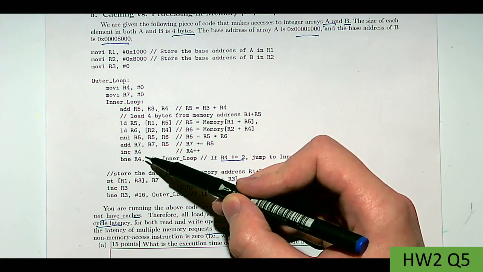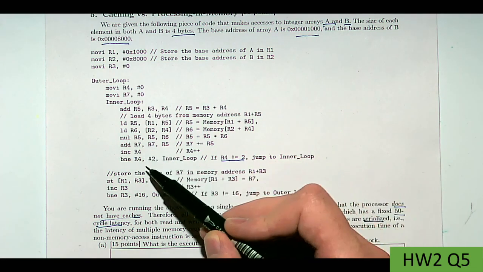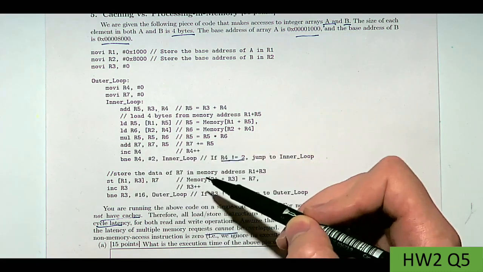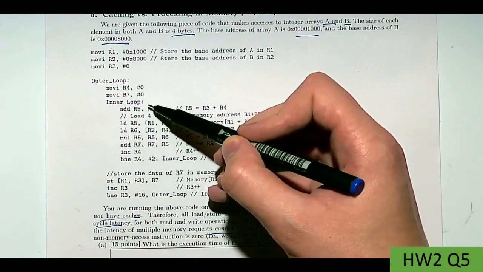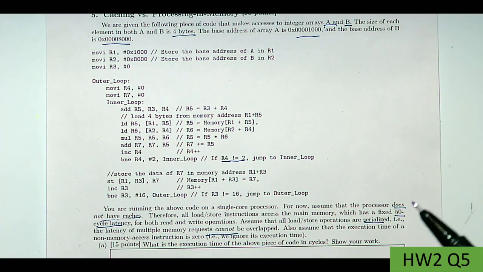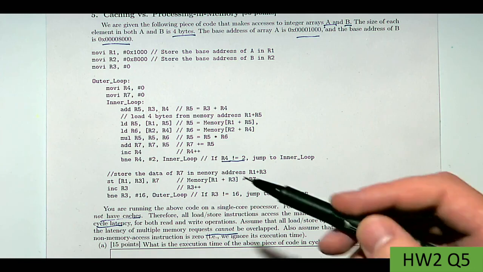At the end of the first iteration, we will increment R4, and here we will compare 1 against 2. And since 1 is not equal to 2, we will need to repeat the inner loop one more time, and then exit. Okay, so the inner loop will execute 2 times.